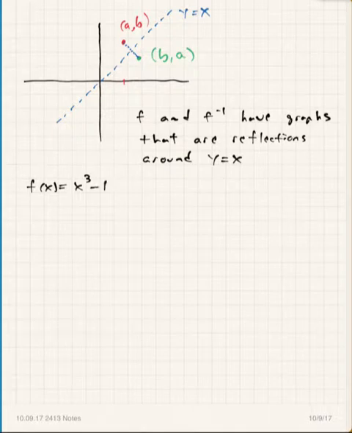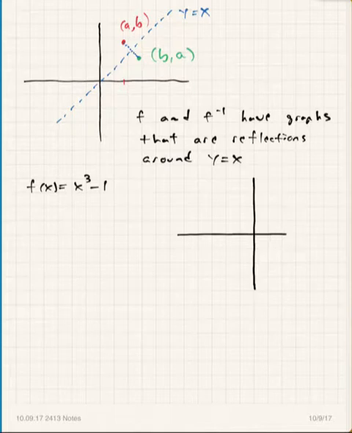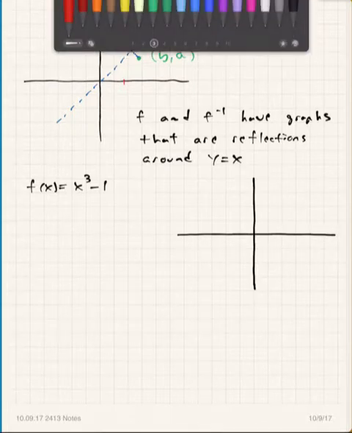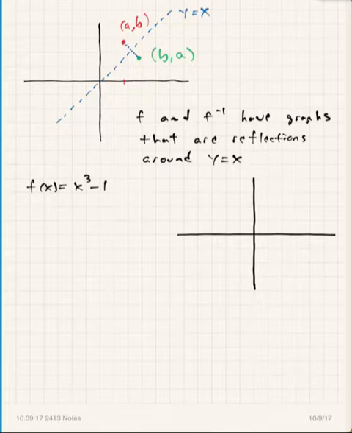Let's say we have this function f of x equals x cubed minus 1. If we look at the graph of that function, x cubed minus 1 is the cube function shifted down 1 unit. And so here's our cube function. It looks something like this. All right, and so notice that this function is 1-to-1. Its inverse is a function.